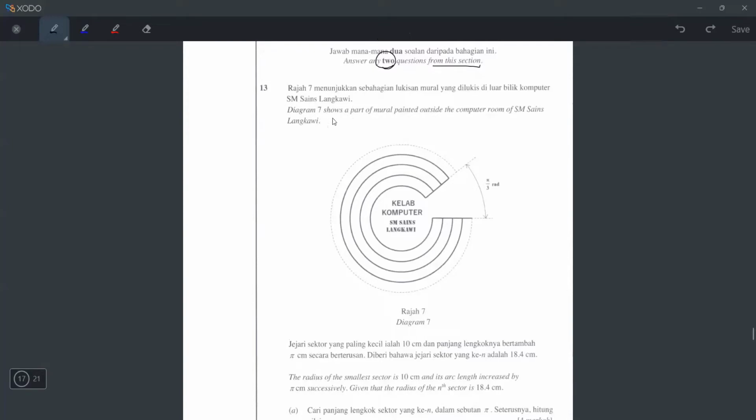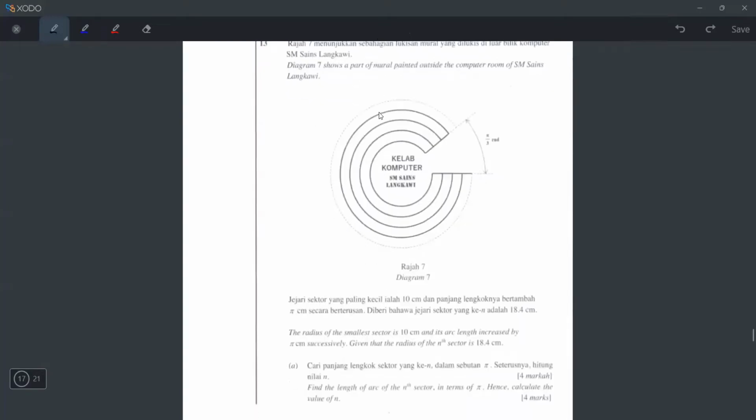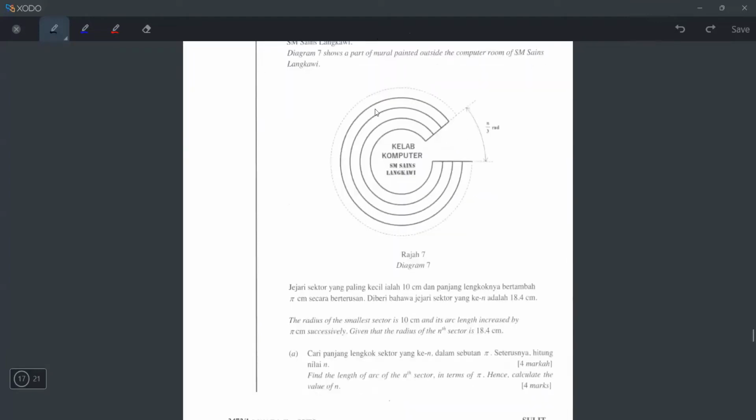Okay, 13. Diagram 7, this one is circular measure. It's so obvious. Okay, once you can tell the chapters, then you are in a very good position already because you know what formula to use.